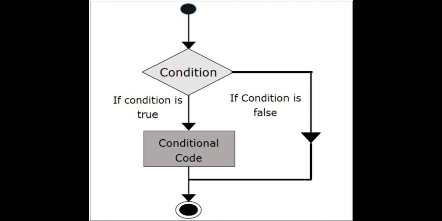Let us now enter our decision making statements. Our very first decision making statement is the if condition. So let's see the flowchart for if. So this is the flowchart for if, and we have the condition here. And if my condition is true, the conditional code which is here will be executed. If my given condition is false, it just comes out of the statement and stops right there.